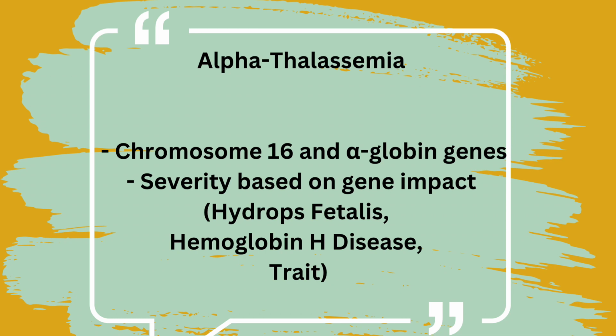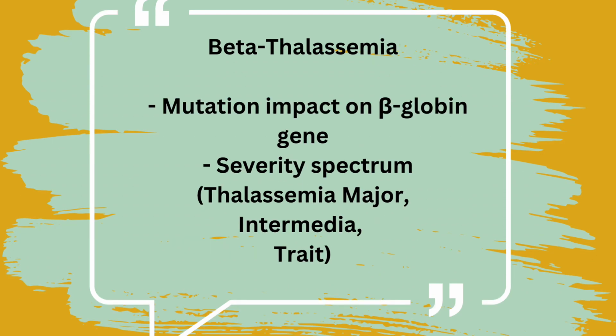Hemoglobin H disease: 3 genes are inactive, resulting in severe microcytic, hypochromic anemia, and spleen enlargement, among other symptoms. Alpha thalassemia trait: 1 or 2 genes are affected, often causing mild anemia and high red cell counts. Beta thalassemia ranges from severe to mild, depending on the mutation affecting the beta globin gene.